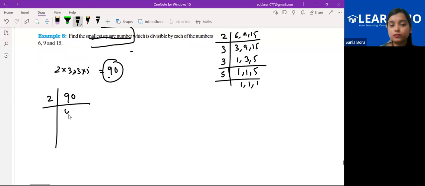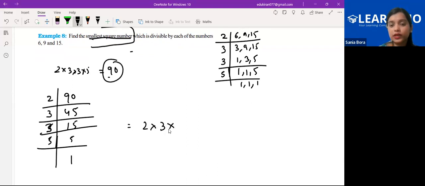Okay, so you got 2 into 3 into 3 into 5. So only over here, these two have a pair, but these two don't have a pair. Right? Yes, ma'am.